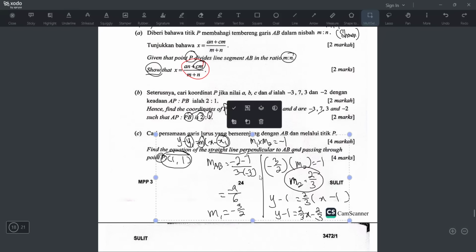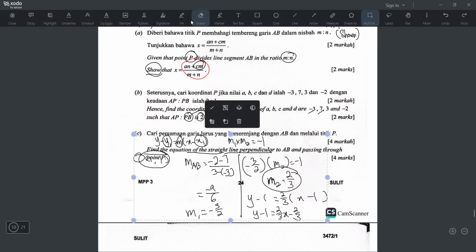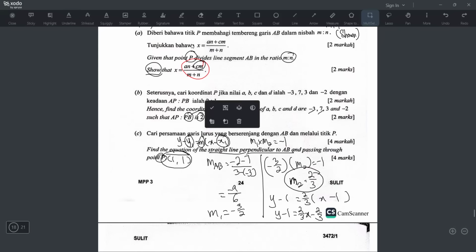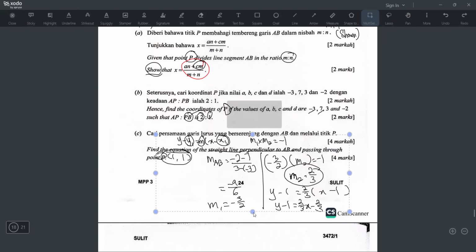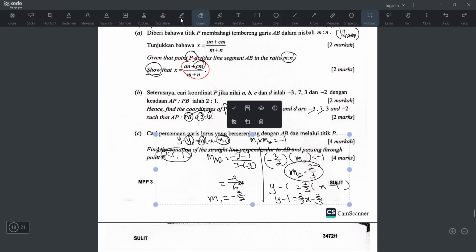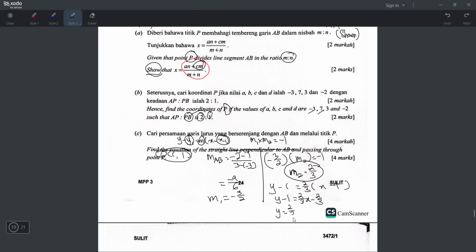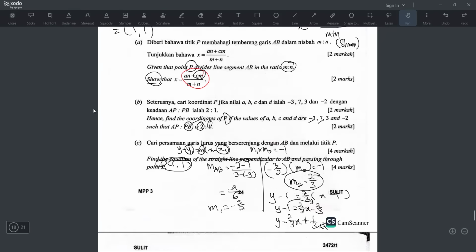Now we can just write it in the y equals mx plus c format. So it becomes y equals 2 over 3 x. The minus 1 can move there, become plus 1. So I can press calculator, negative 2 over 3 plus 1, positive 1 over 3. So that's the answer. y equals 2 over 3 x plus 1 over 3. Yep, that's the answer. All right. Hope you understand. I'm done with question 13. Let's move on.